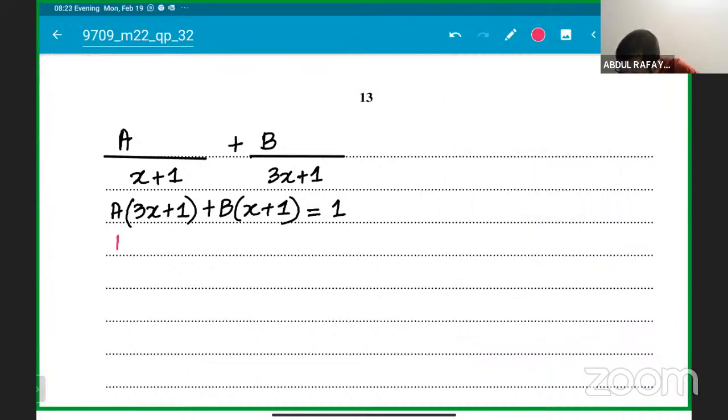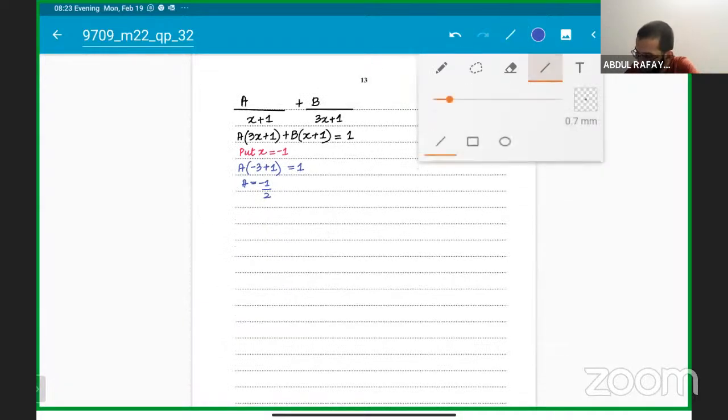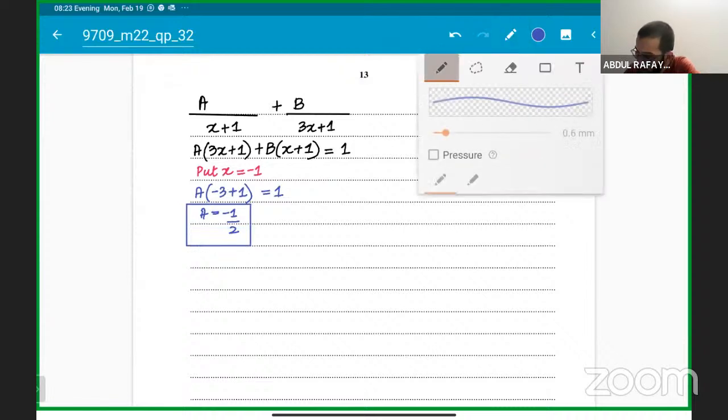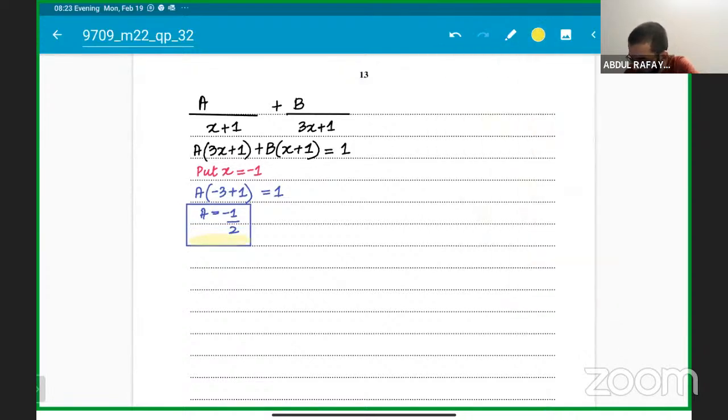So put x equals -1 first, because we are using the eliminating method. Put x equals -1: 3 times -1 is -3, plus 1, that is -2A equals 1. So the A value will be -half. Okay, everyone getting it, guys? Clear? So the A value is -half.